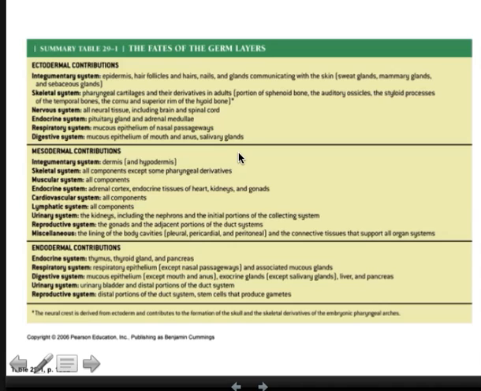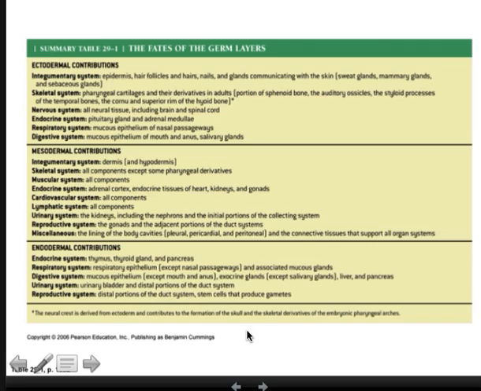This is just a chart showing you the different components that come from the ectoderm, mesoderm, and endoderm, and we've discussed these already before. Ectoderm basically gives rise to the skin and the nervous system. The mesoderm primarily the musculoskeletal system, and the endoderm primarily the viscera. Now that's an oversimplification, but this chart gives you a detailed look at what is composed of what.